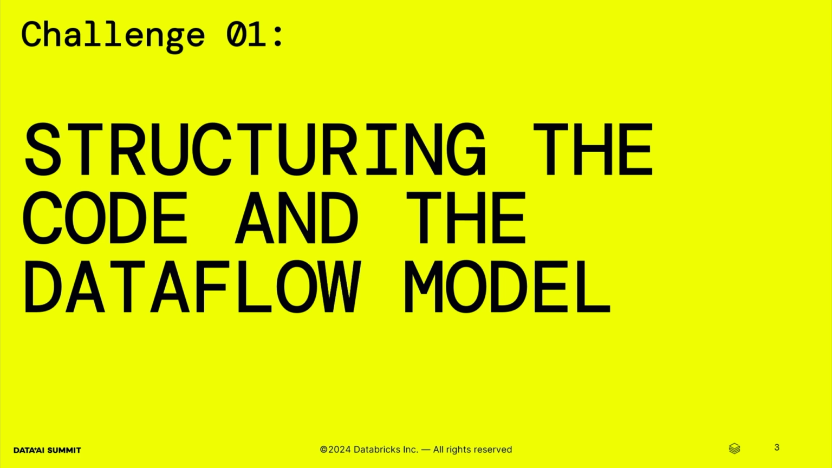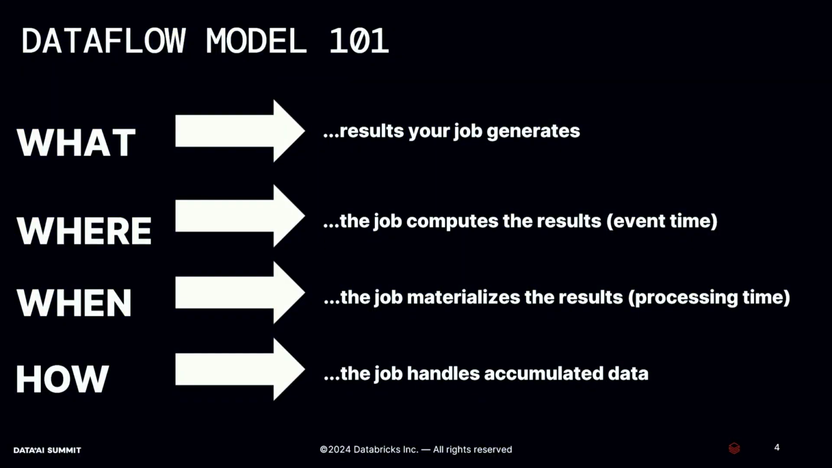If you don't know what the data flow model is, no worries. There are 4 questions included in this model that should help you understand it better. Of course, it's a much more advanced concept than just this, but in simple terms, the data flow model defines a streaming query in terms of 4 questions. The what, obviously, is your business logic. The where applies to the event time of your data. The when works for the processing time, so when in the processing time you materialize your results. And finally, the how: how your job will handle accumulated data.